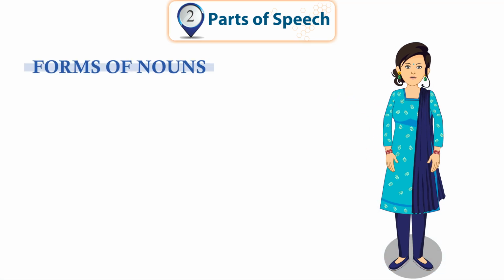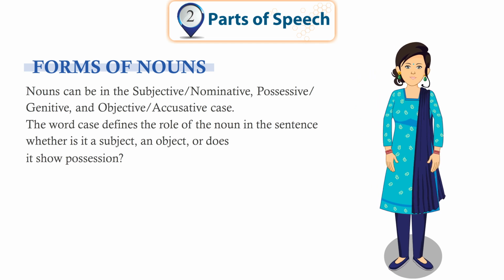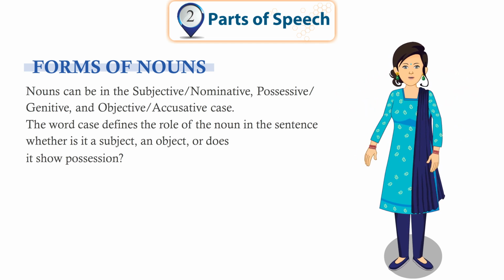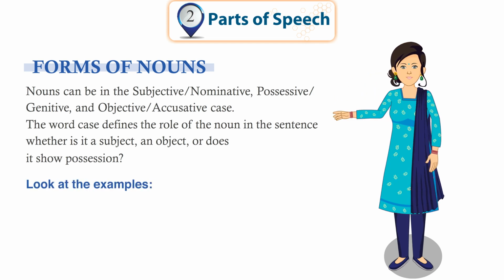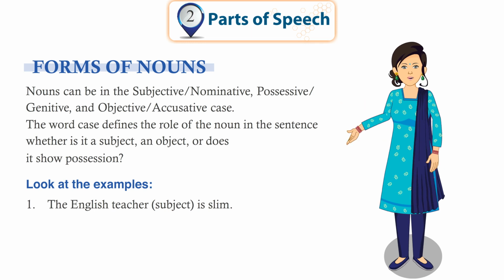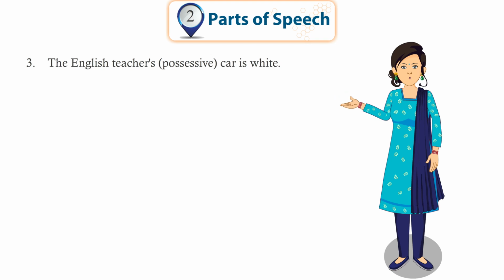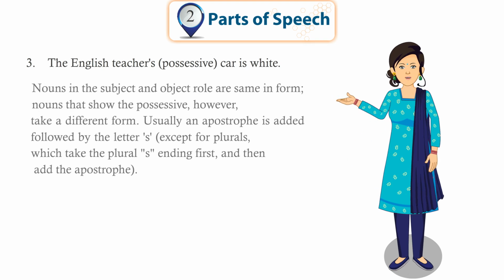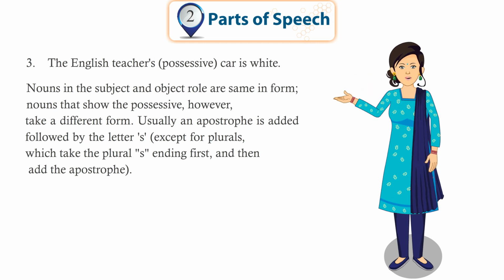Forms of nouns. Nouns can be in the subjective (nominative), possessive (genitive), and objective (accusative) case. The word case defines the role of the noun in the sentence, whether it is a subject, an object, or does it show possession. Look at the examples. The English teacher (subject) is slim. They chose the English teacher (object). The English teacher's (possessive) car is white. Nouns in the subject and object role are the same in form. Nouns that show the possessive, however, take a different form.